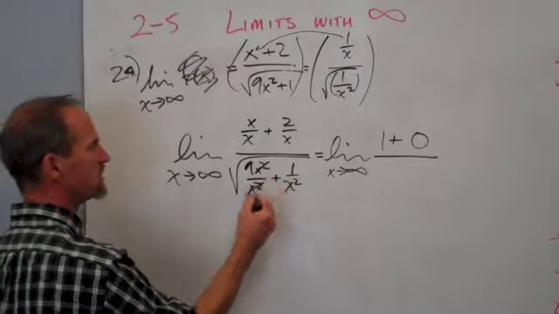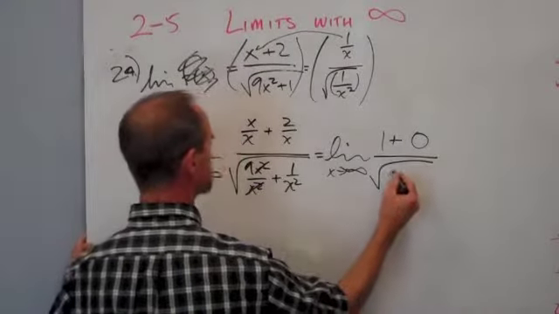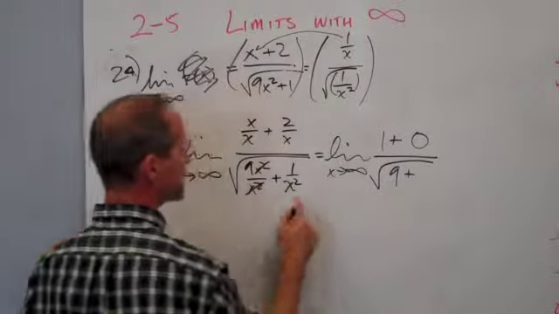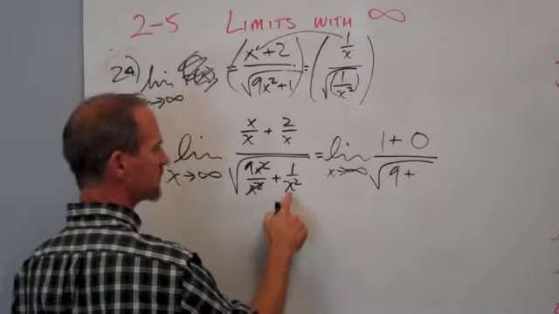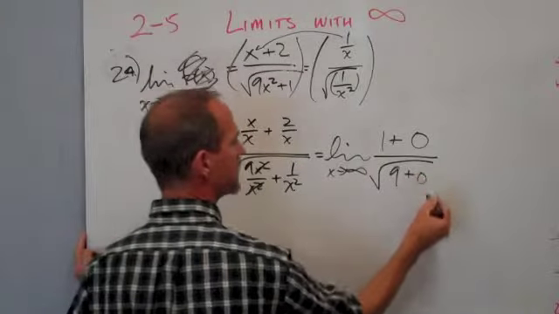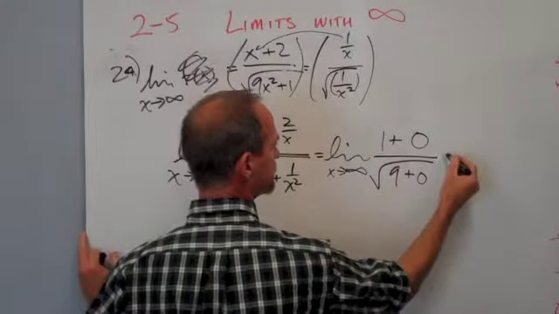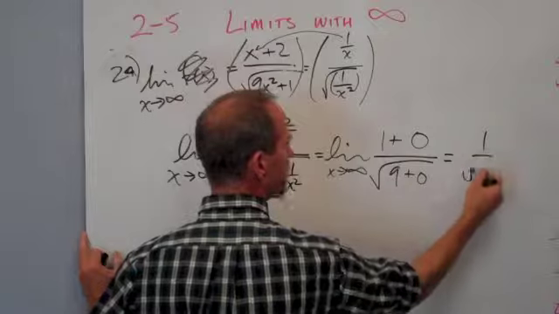Here, the x squareds do cancel, and I've got the square root of 9 plus, as x goes to infinity, that gets just super large. 1 over a large number is 0. So I have then 1 over radical 9.